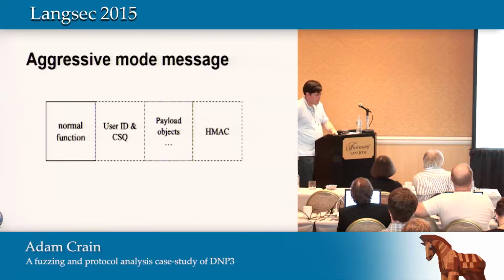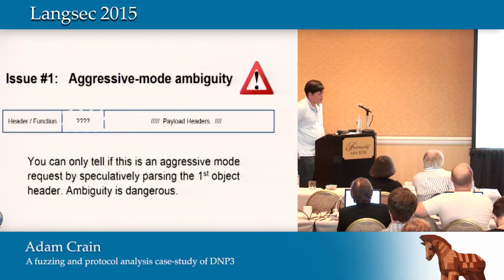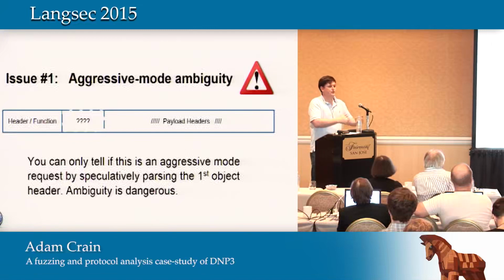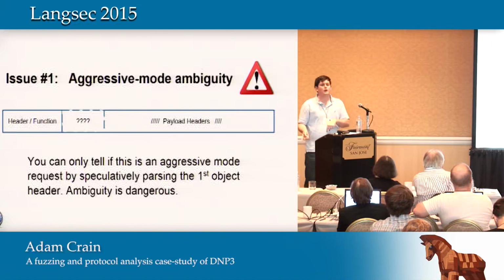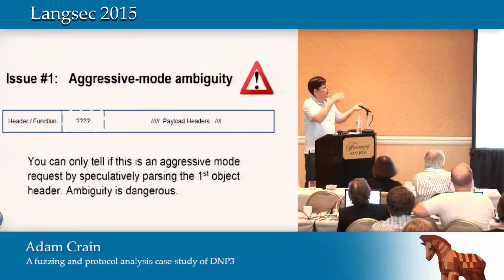But, like we've already discussed, well, first off, there's an ambiguity with the request itself. You get a message like this, and you have a function. There's no special function identifying this as aggressive mode. So you have to speculatively parse the first object header to even determine whether it's an aggressive mode or a normal request. So they've already added some new syntax that's completely different than the old protocol just to handle this use case. That's not great.